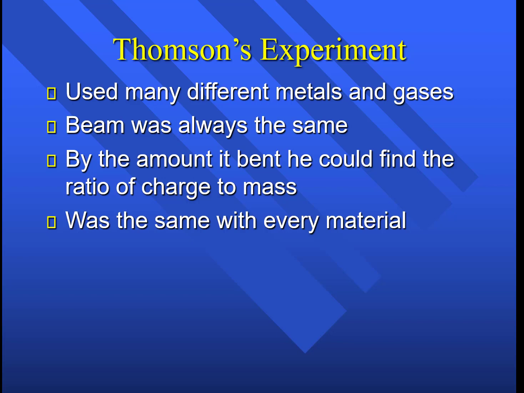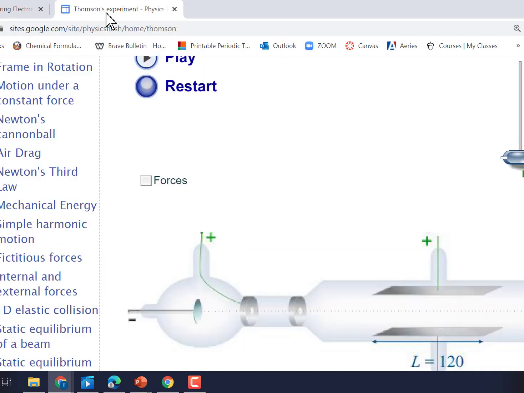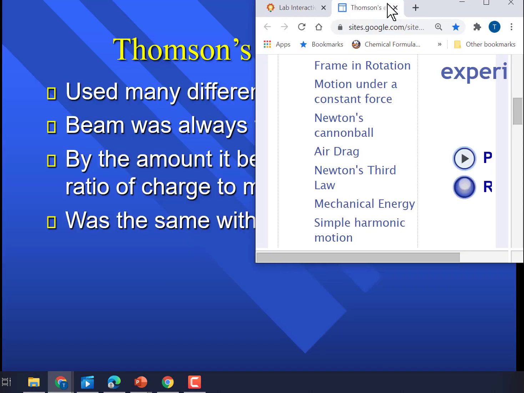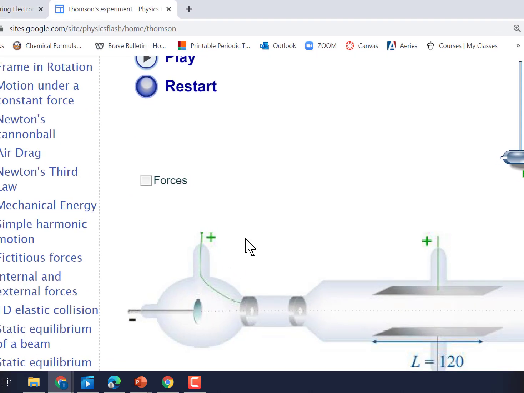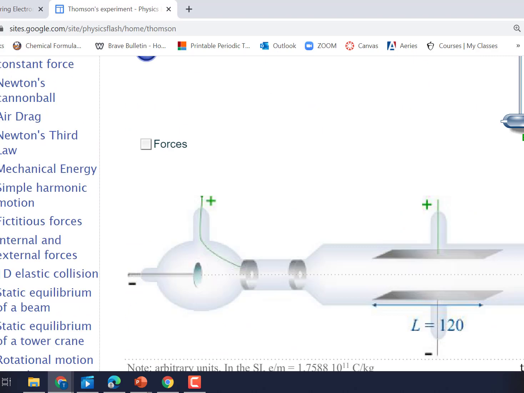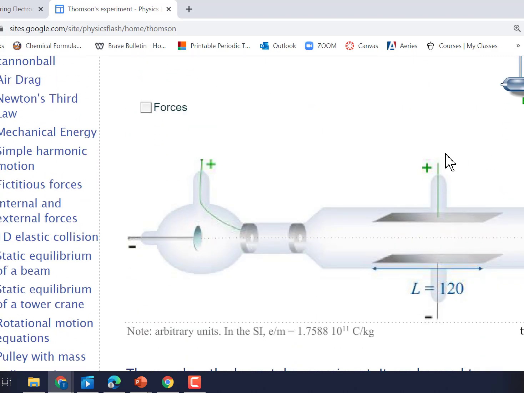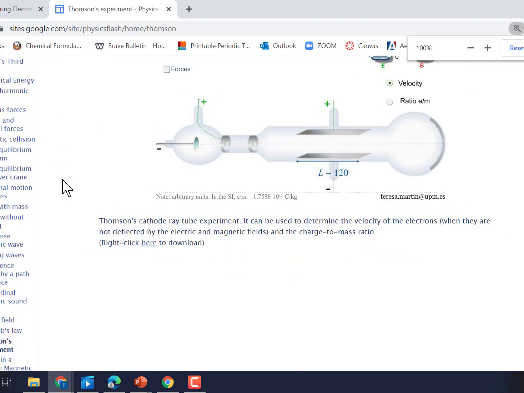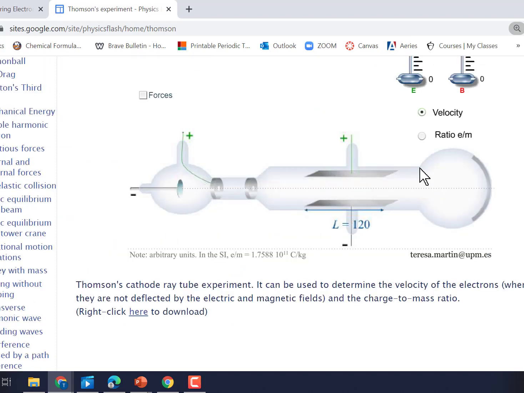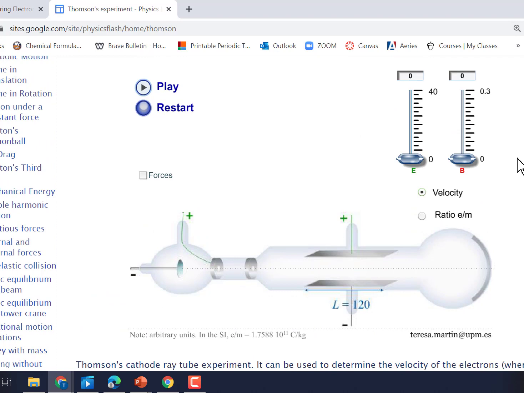Okay. So, there's one last one I couldn't show you because it was a flash one, and flash doesn't work on your computers. But this is a little bit more like what Thomson's equipment looked like. If I can get it to show up on the screen. Okay, so on this one, this is actually what he actually set up.